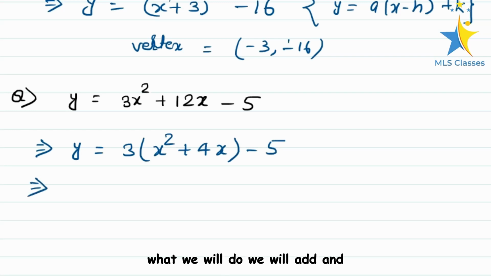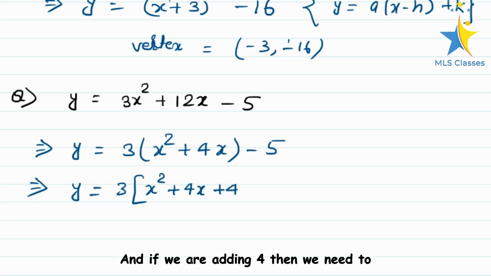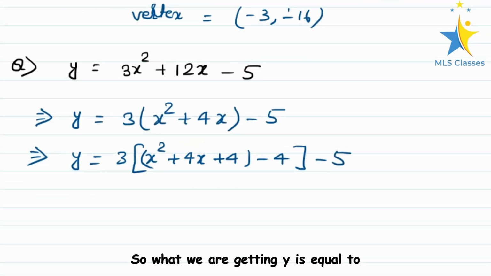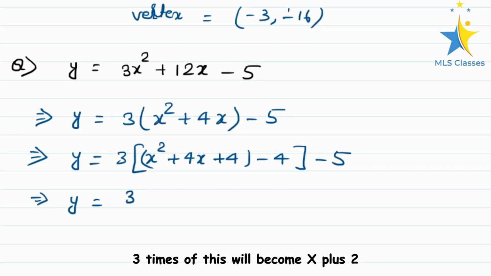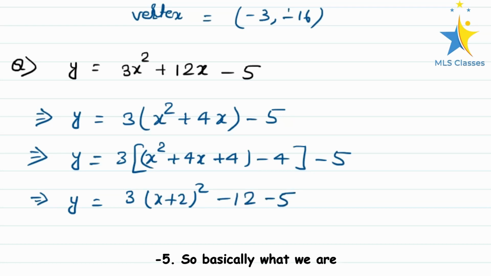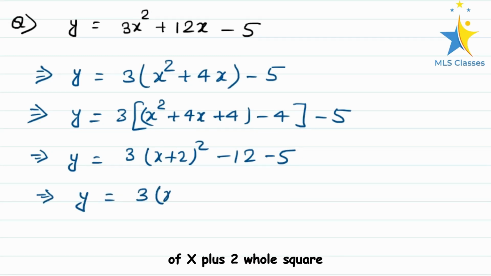Now what we will do? We will add and subtract the square of half of the coefficient of x, but we will do that inside the parenthesis only. So we can write 3 times (x square plus 4x plus 4). And if we are adding 4, then we need to subtract 4 also, minus 5. So y is equal to 3 times (x plus 2) whole square, and here it will become 3 times negative 4, that is negative 12, and then minus 5. So basically y is equal to 3 times (x plus 2) whole square minus 17.